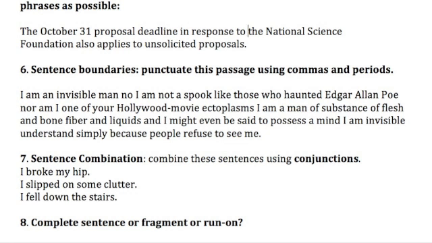I am an invisible man. No, I am not a spook like those who haunted Edgar Allan Poe, nor am I one of your Hollywood movie ectoplasms. I am a man of substance of flesh and bone, fiber and liquids, and I might even be said to possess a mind. I am invisible, understand, simply because people refuse to see me.